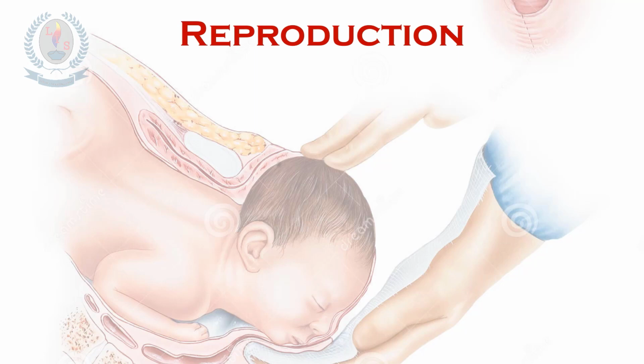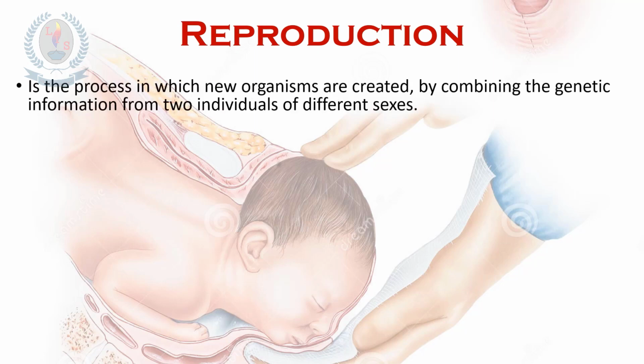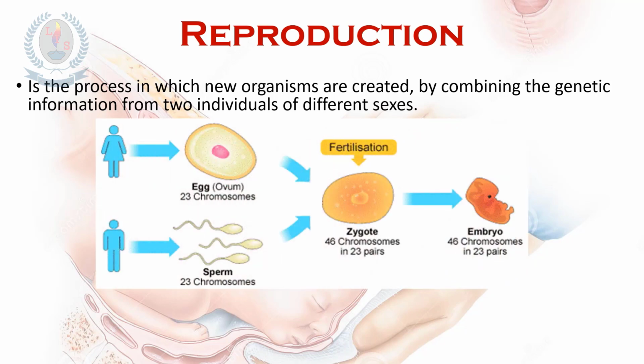Reproduction. What is the meaning of reproduction? Yes, it is the process in which new organisms are created by combining the genetic information from two individuals of different sexes. As this diagram shows you, humans reproduce sexually by specialized cells called gametes. In fertilization, these haploid sperm cells contain 23 chromosomes. Actually, each and every gamete, whether it's an egg or sperm, contains 23 chromosomes each.